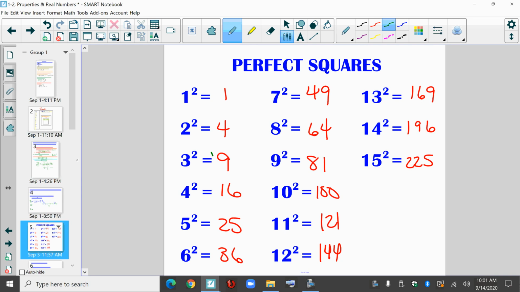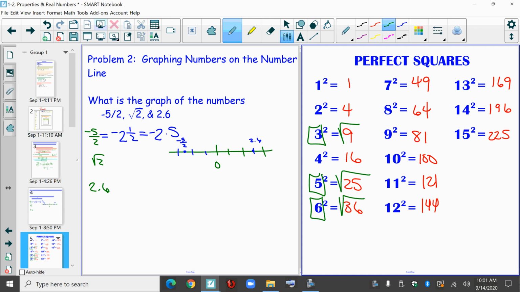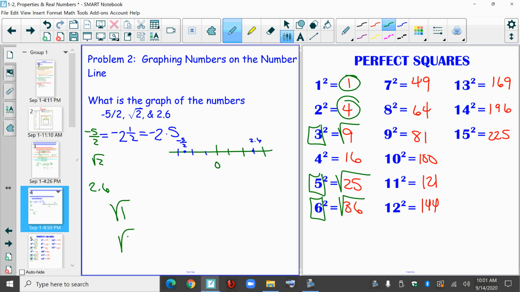So the square root of 9 is equal to 3. The square root of 25 is equal to 5. The square root of 36 is equal to 6. So in order to do the problem that we were just talking about, the square root of 2 is going to be between 1 and 4, right? The square root of 1 and the square root of 4. This is 2 and this is 1.